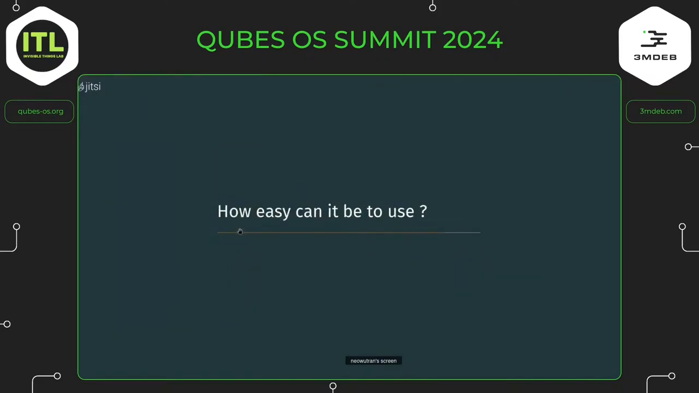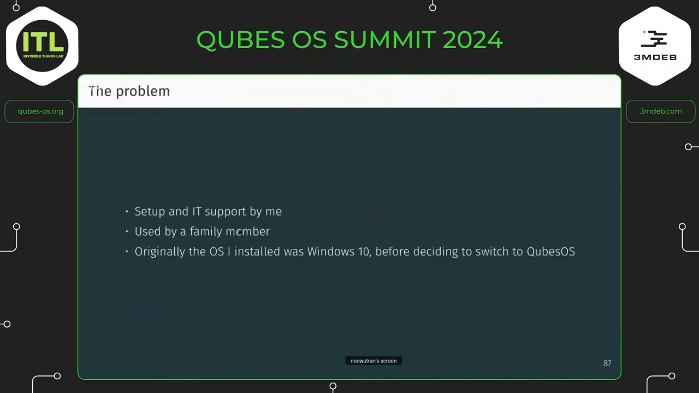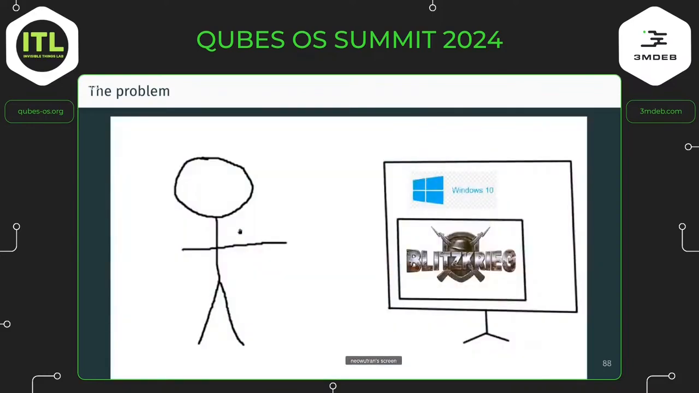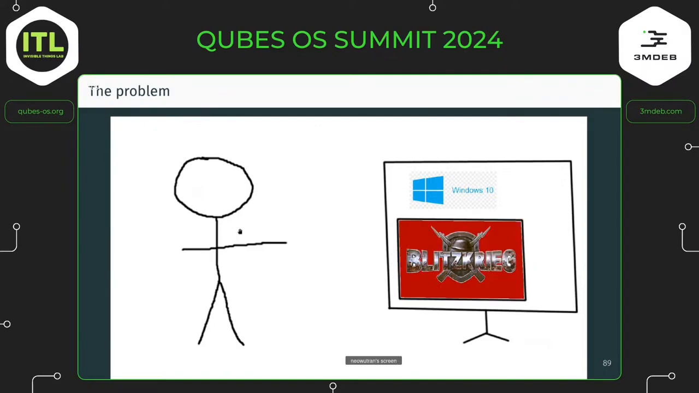So now that we saw all the difficulty to set up GPU passthrough, how easy can it be to use? In my family, I am usually the IT guy. So I fix things and set up things. One of my family members who has no IT skills likes to play old multiplayer games. But from time to time, the game breaks itself.